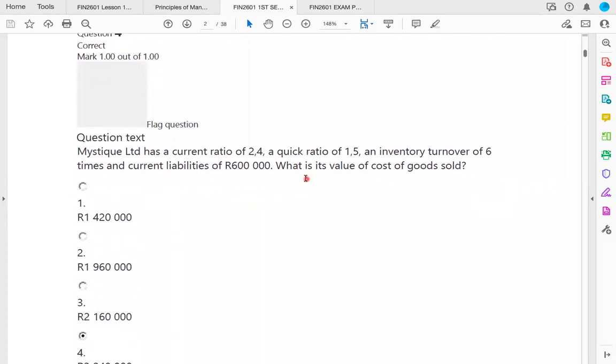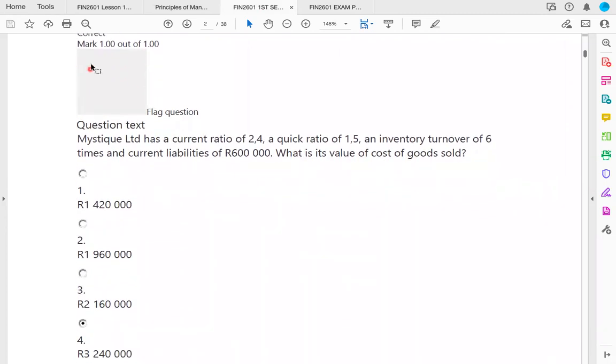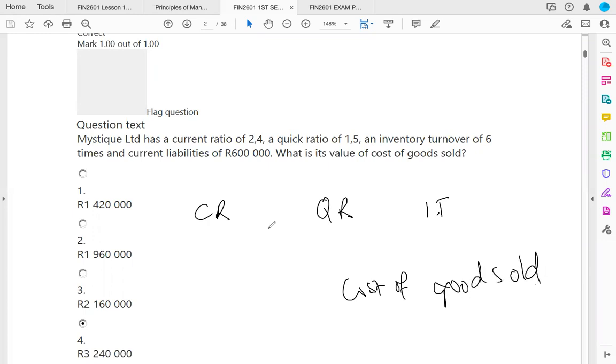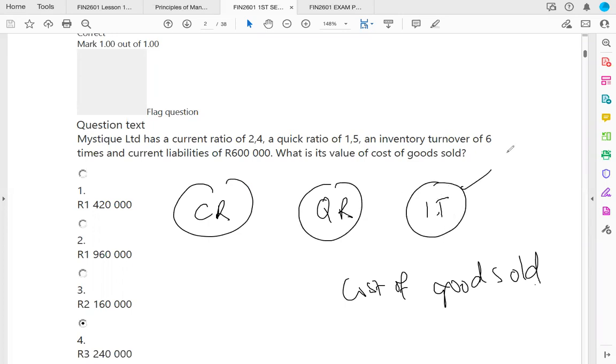Question number 4, again, you see what I was talking about. You're given a current ratio, you're given a quick ratio, you're given an inventory turnover ratio, but you're asked to find cost of goods sold. Which of these 3 ratios has cost of goods sold in its formula? This is the inventory turnover ratio. Inventory turnover is equal to cost of goods sold over inventory.